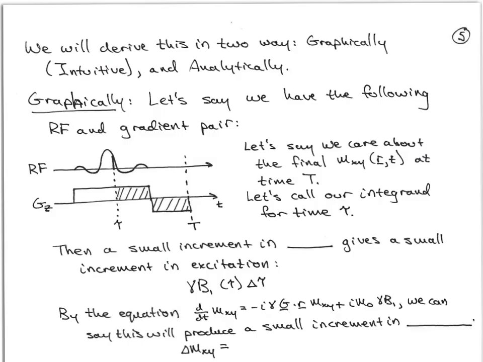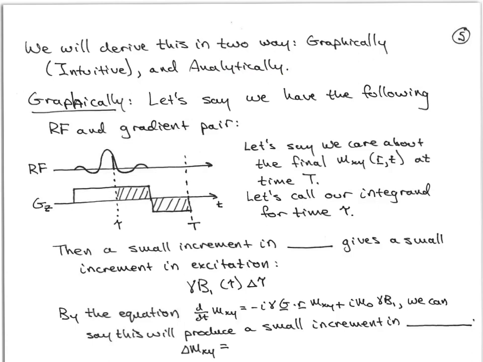Okay, so now we're ready to develop an expression for the total magnetization pattern excited by a pulse, and we're going to derive this in two ways. First, we're going to derive it graphically, which I think is a pretty intuitive way to do it, and then we'll derive it analytically. We'll come to the same results, but we'll do it intuitively first, using a graphical derivation.